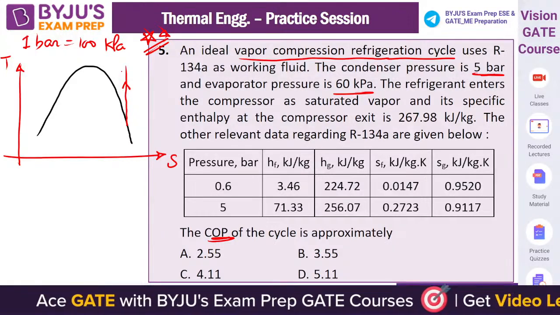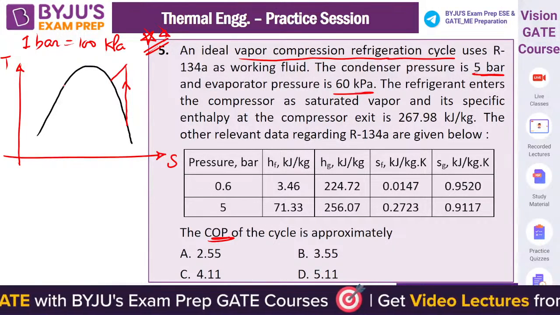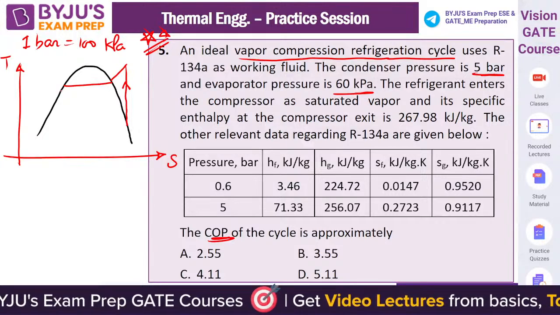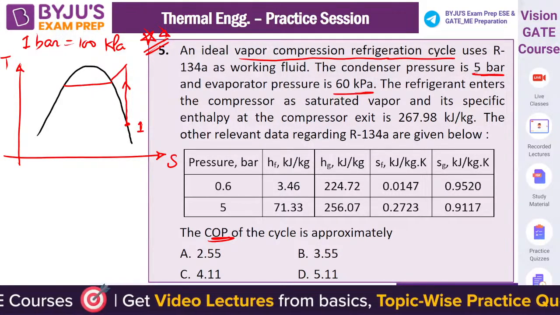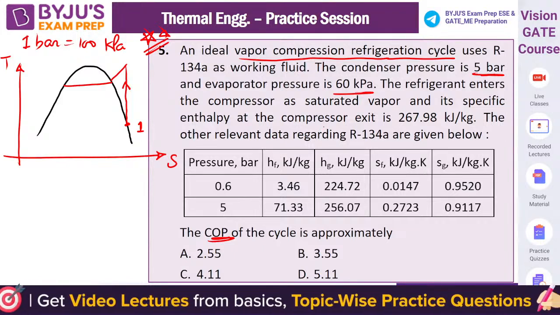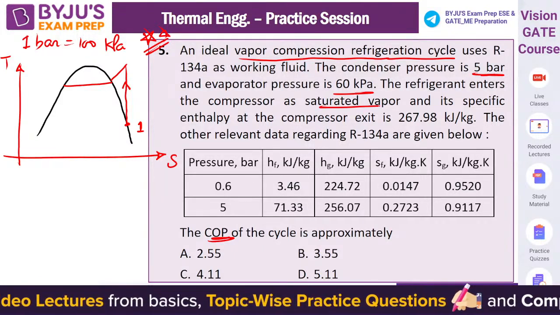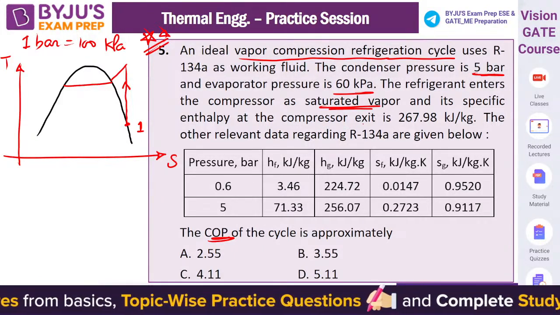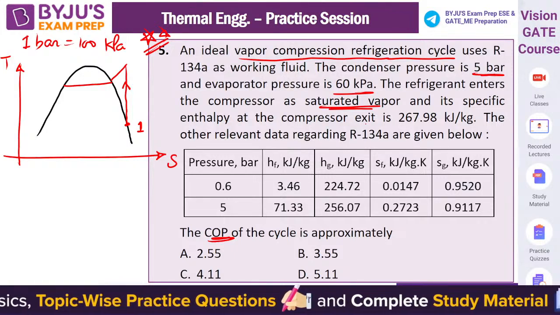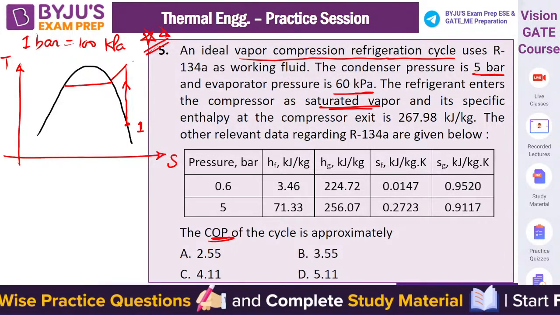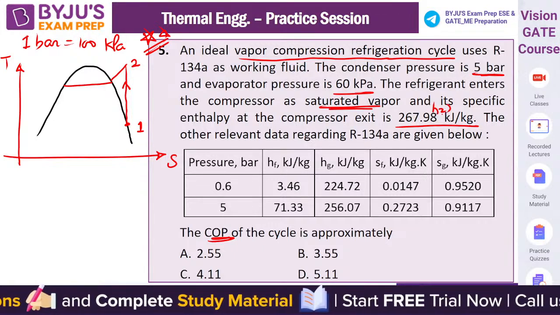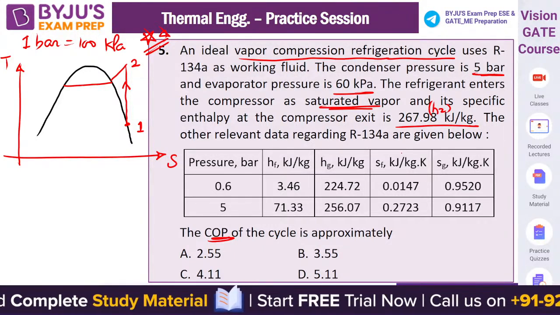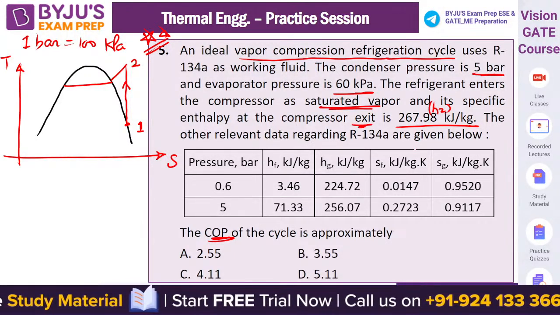This is isentropic compression. This is point 1. The refrigerant enters the compressor as saturated vapor. Point 1 is saturated vapor. And its specific enthalpy at the compressor exit is this. So this is point 2, compressor exit. So this is H2. I hope this is clear. H2, the specific enthalpy at the exit of the compressor, is 267.98.